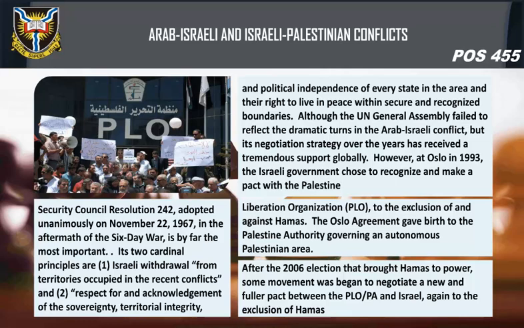The Oslo Agreement gave birth to the Palestinian Authority governing an autonomous Palestinian area. After the 2006 election that brought Hamas to power, some movement has begun to negotiate a new and fuller pact between the PLO and Israel, again to the exclusion of Hamas.